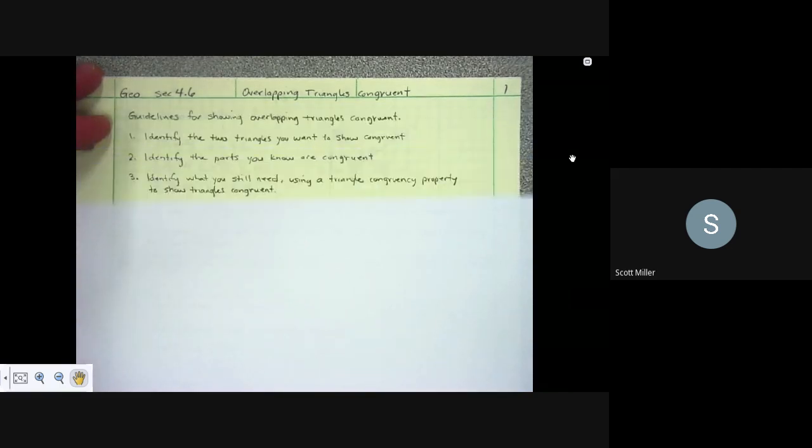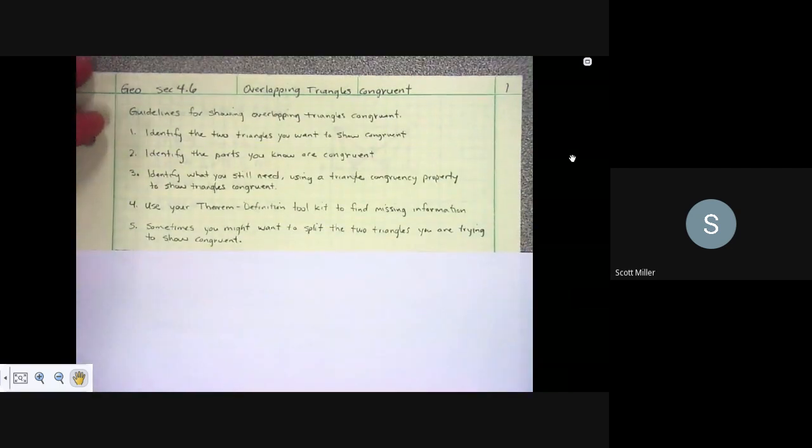All right, so this is section 4.6. This is the more advanced usage of all of our material. We're trying to show triangles congruent using all of the tools that we have available to us, and the triangles are going to be overlapping. Okay, so here are some guidelines that might help you out as we go through our examples today.